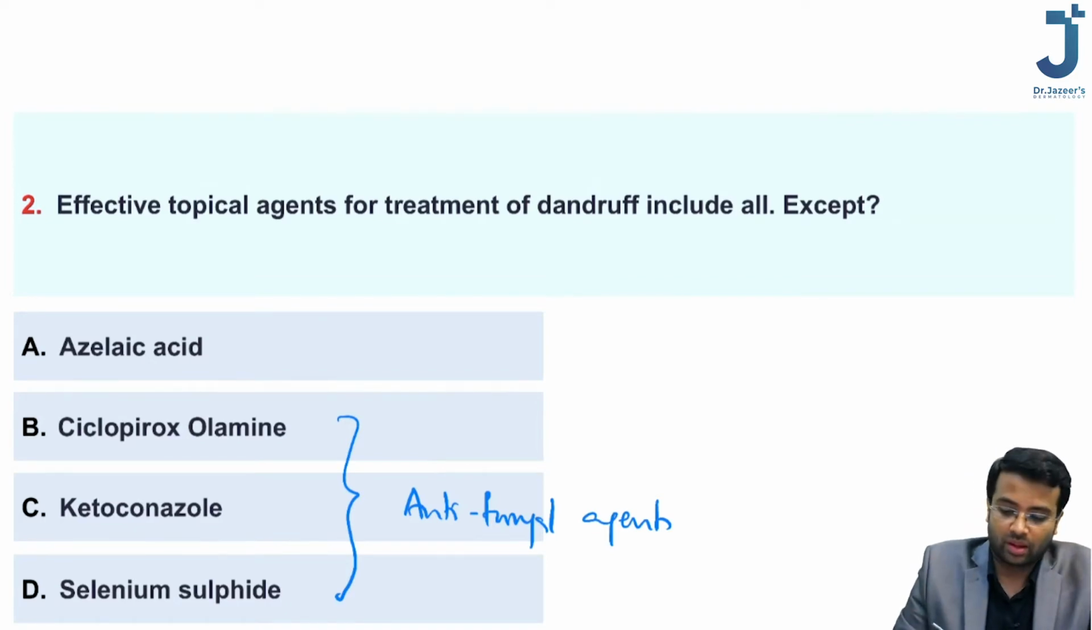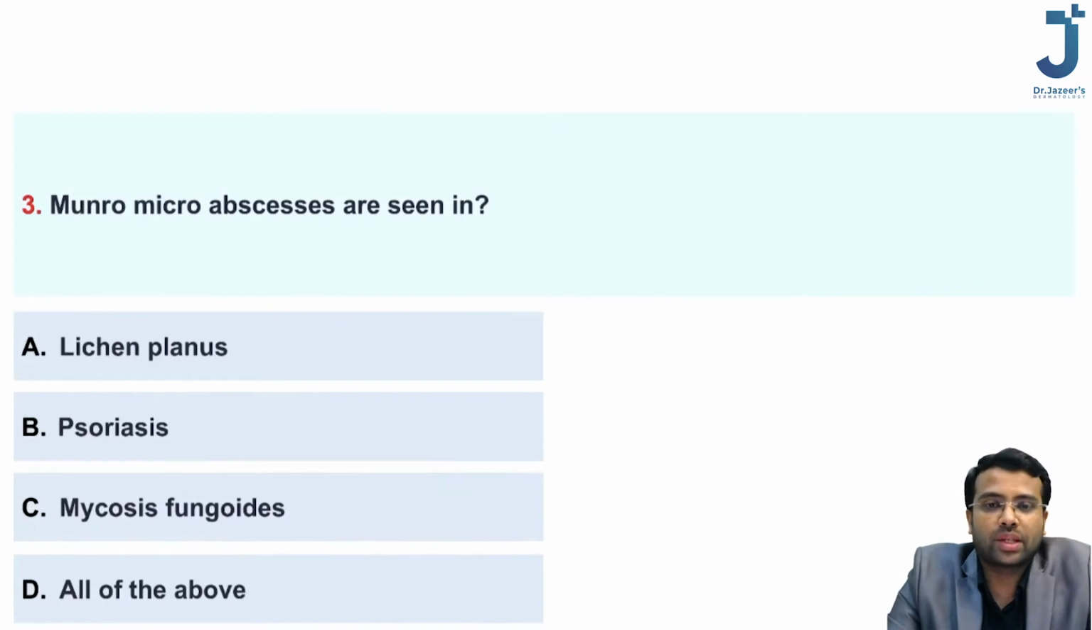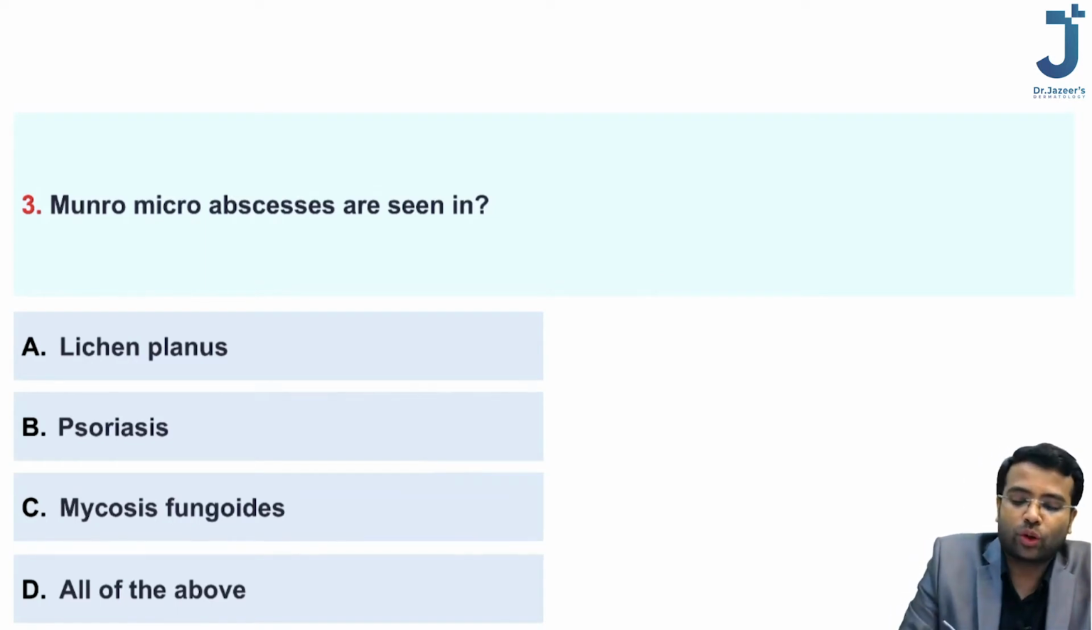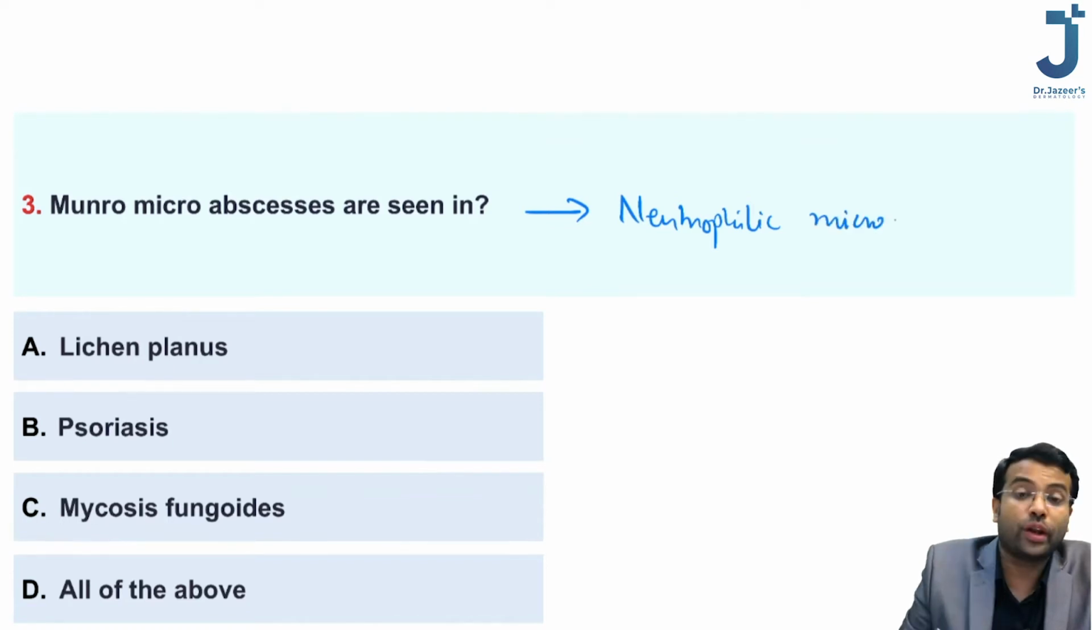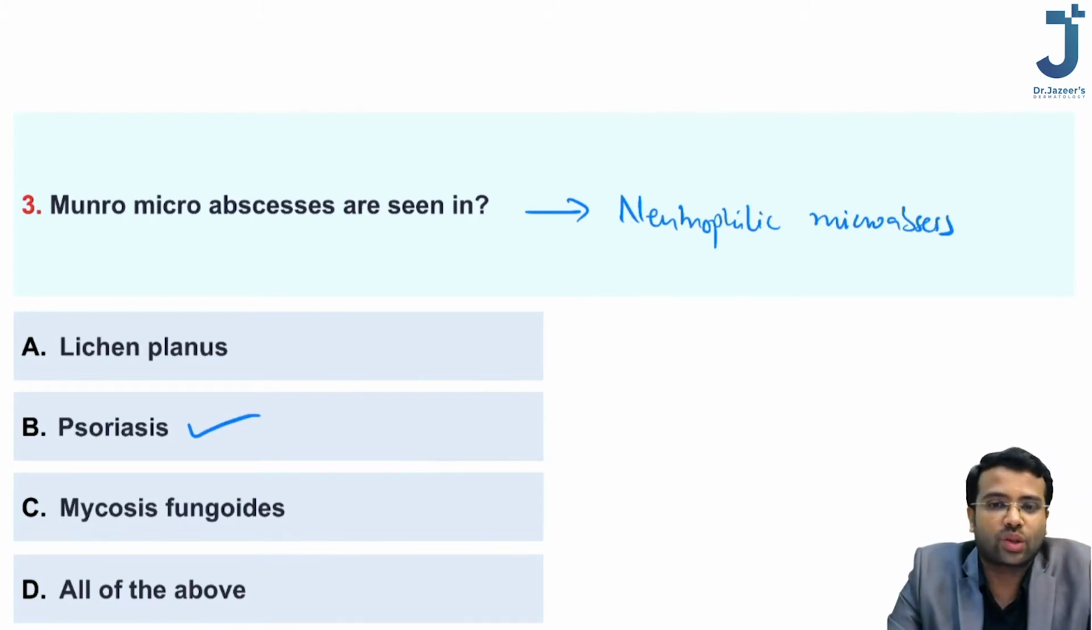Okay. So let us see the next MCQ. Monro's micro abscess is seen in. This is again a pretty much direct question. It will be a quick revision for you. Monro's micro abscess is an example of a neutrophilic micro abscess. So where do you find Monro's micro abscess? This is typical of psoriasis. This is not seen in lichen planus or mycosis fungoides. This is seen in psoriasis.